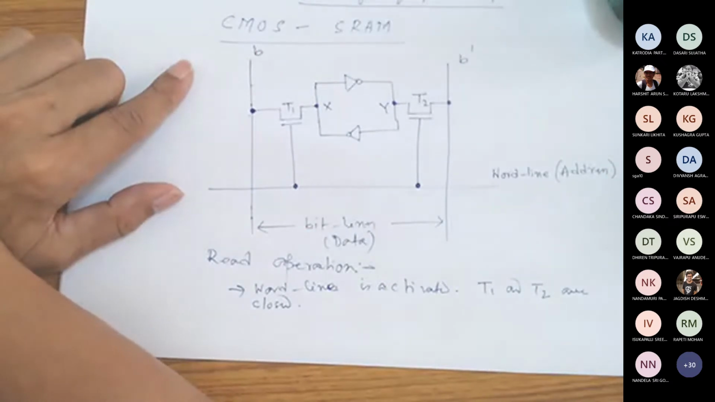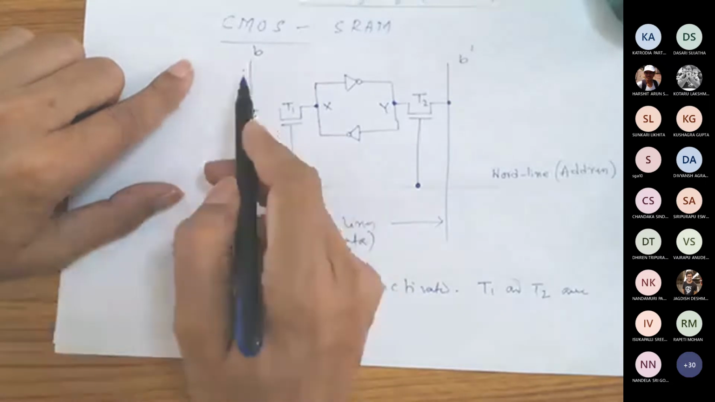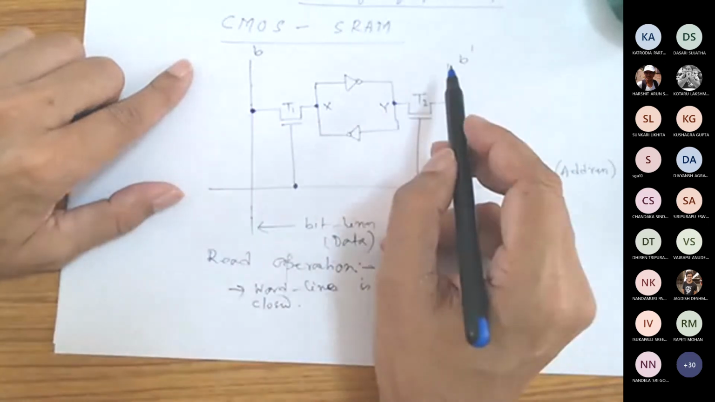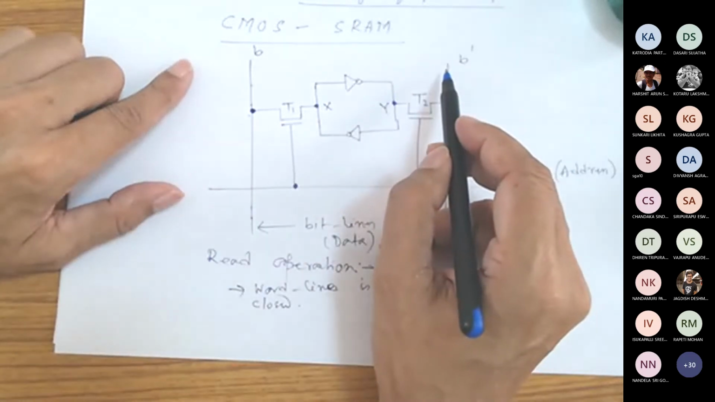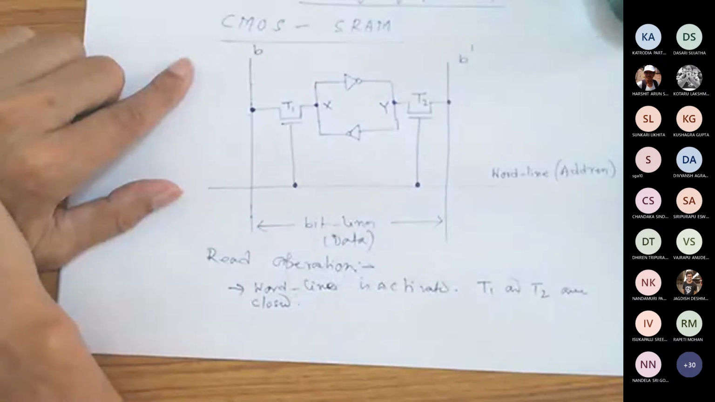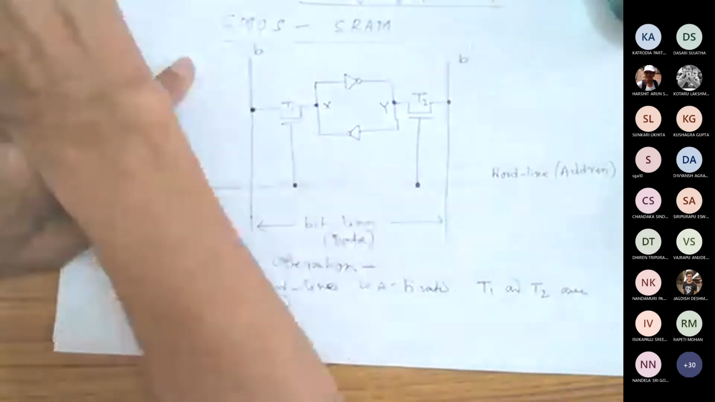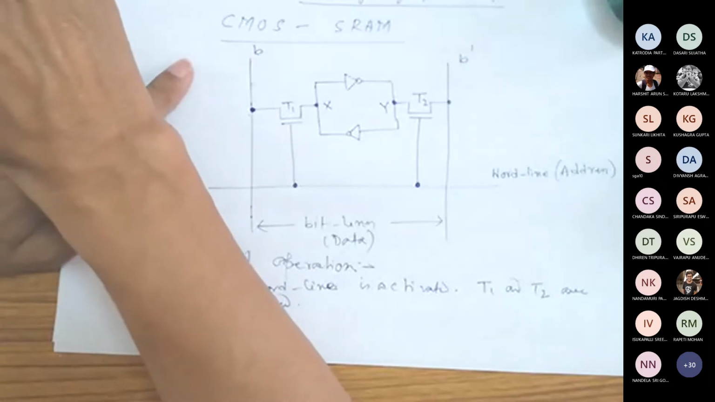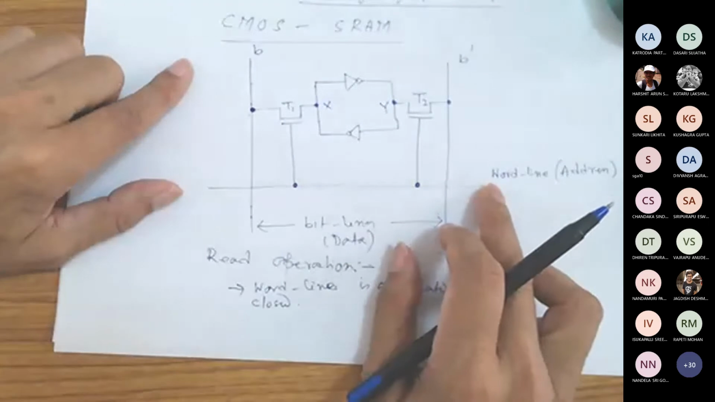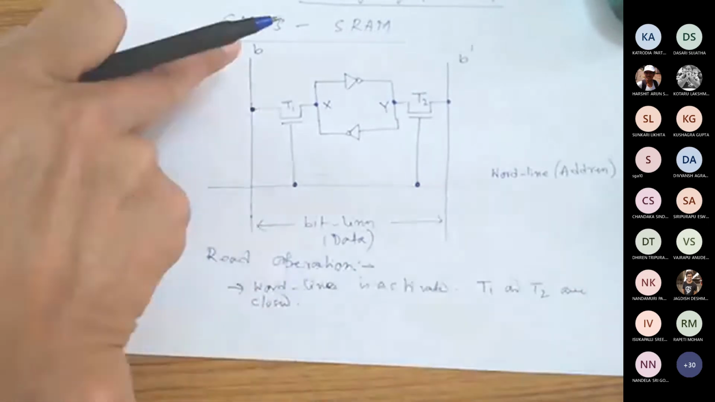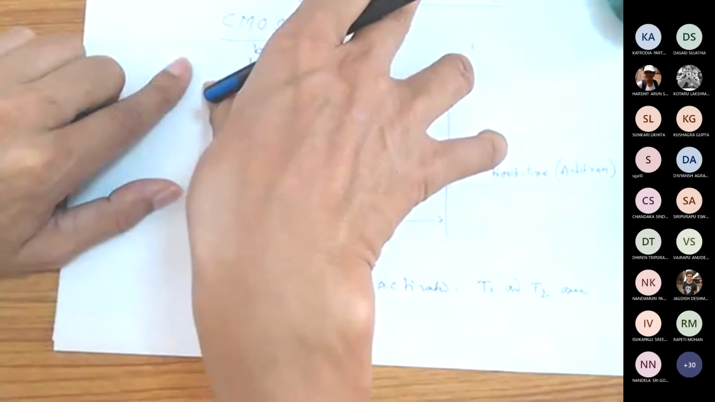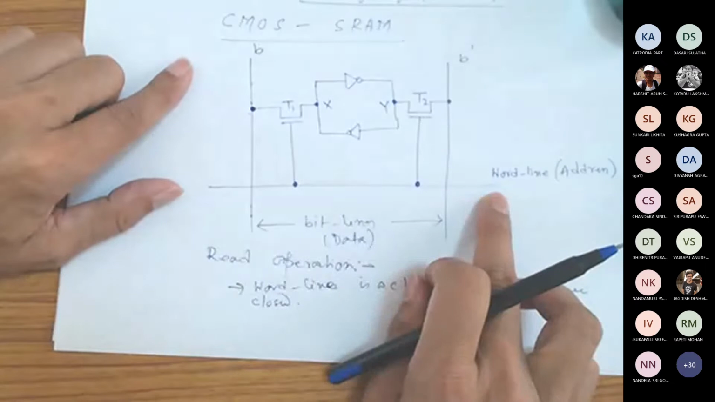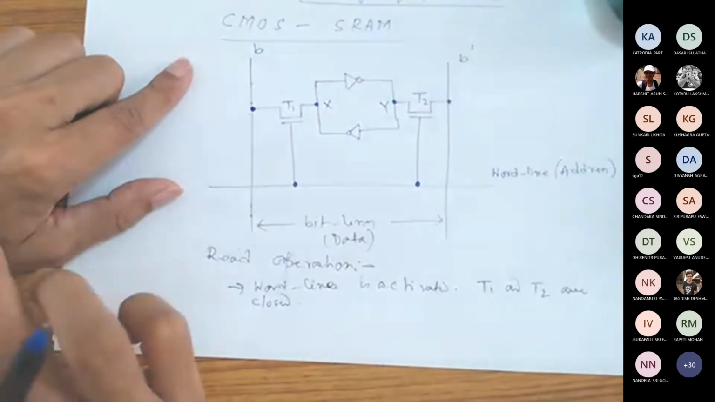In the write operation, what happens? During the write operation, the sense or write circuit drives the bit lines B and B complement instead of sensing. So it places the appropriate value on bit line B and its complement on bit line B bar and activates the word line. So the voltage is applied here and its complement voltage is applied here, based on the logic you are going to store, and the word line is activated. So that performs the write operation.